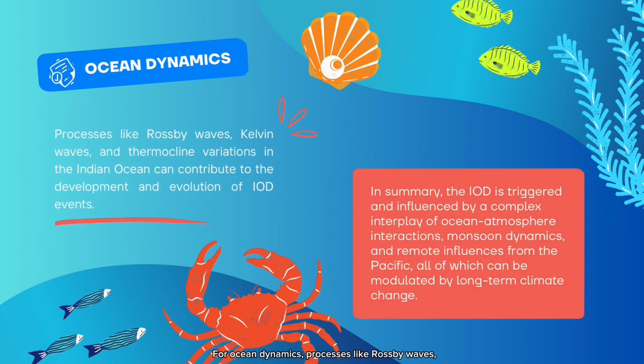For ocean dynamics, processes like Rossby waves, Kelvin waves, and thermocline variations in the Indian Ocean can contribute to the development and operation of IOD events. In summary, the IOD is triggered and influenced by a complex interplay of ocean-atmospheric interactions, monsoon dynamics, and remote influences from the Pacific, all of which can be modulated by long-term climate change.